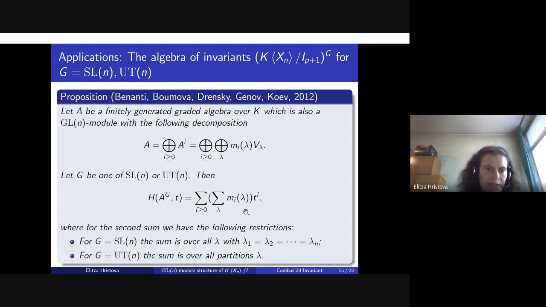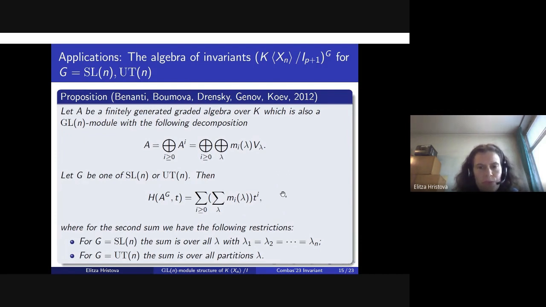And one basic ingredient in the proof is the fact that if we take an irreducible polynomial GLN module, then it contains a one-dimensional invariant SLN subspace, or the whole module actually is a one-dimensional invariant SLN subspace, if and only if the partition has equal entries. And for UTN, we have that every irreducible polynomial GLN module has a one-dimensional UTN invariant subspace. This is the main ingredient in proving this result.